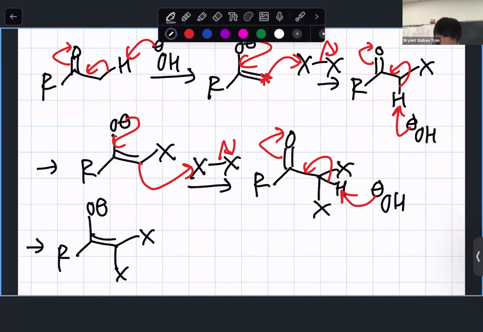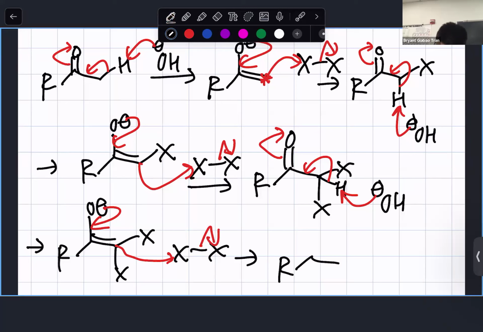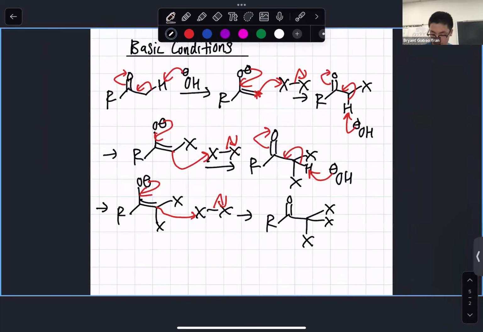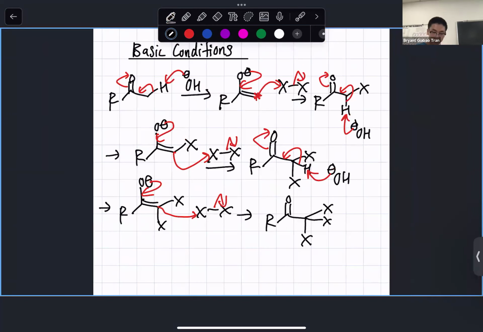And then that alpha carbon of the enolate ion will attack another X2. Right? So we're going to reform the carbonyl, use that alpha carbon to attack the X, kick out the other X. That gives us this poly-α-halogenated ketone here.